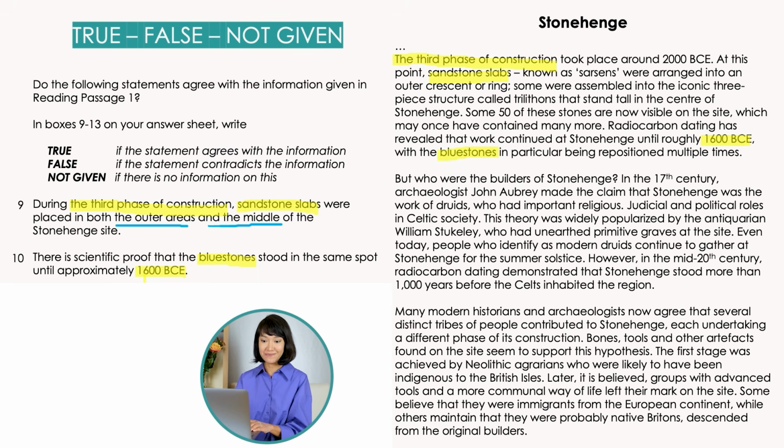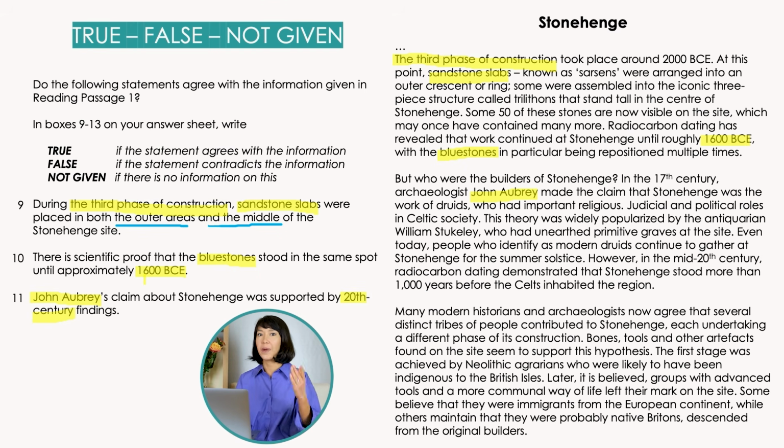And the third, John Aubrey's claim about Stonehenge was supported by 20th century findings. Can you see keywords? There are 2, right? The name and the date. And indeed, I can see the name here. But probably the whole paragraph is about him. But the date is actually at the end. So probably the answer is closer to the end of the paragraph. That's how it works. Let's continue.